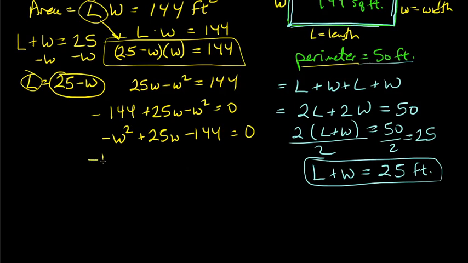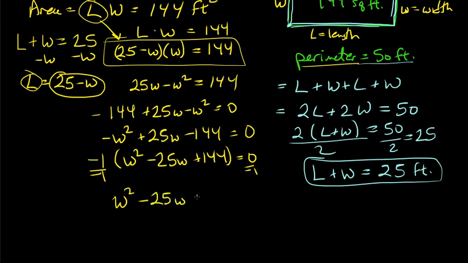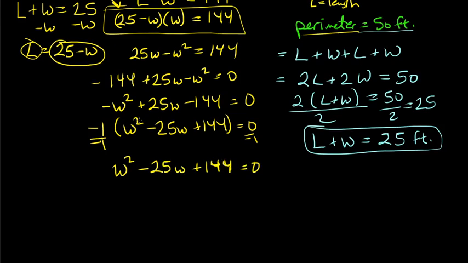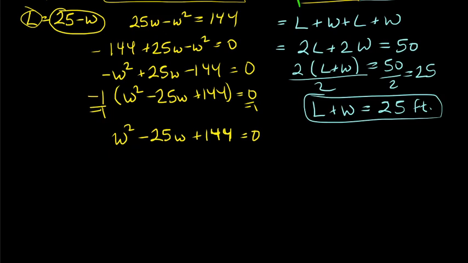I think we can factor out a negative 1 here. We don't have to, but it might help. And just divide by the negative 1. Doesn't matter. So W squared minus 25W plus 144 equals 0. Now it's in standard form, and A is 1. Let me write that down, right? A is 1, B is negative 25, and C is 144.